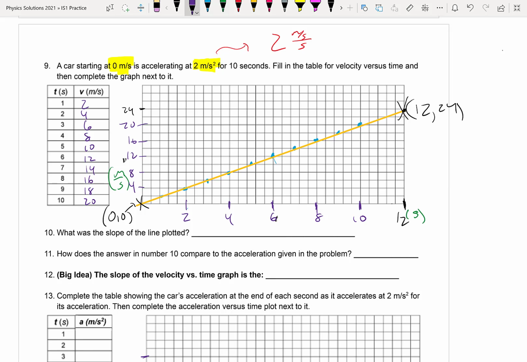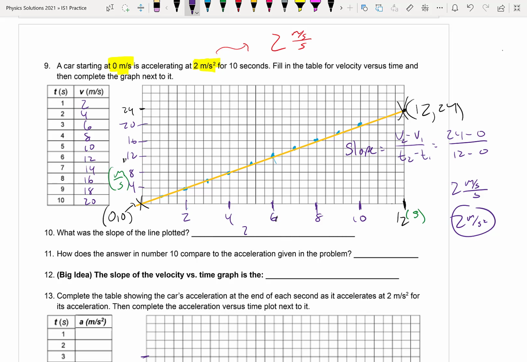So to find the slope is the rise, the change in velocity over the run, change in time. Change in velocity would be 24 minus 0. 12 minus 0 is the change in time. So the slope is 2. And again, those units are meters per second over seconds. So it'd be meters per second squared, or 2 meters per second squared.